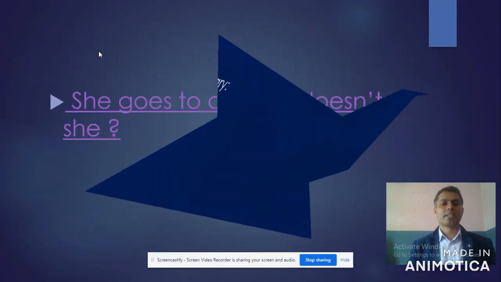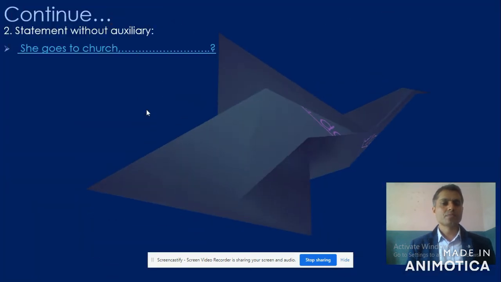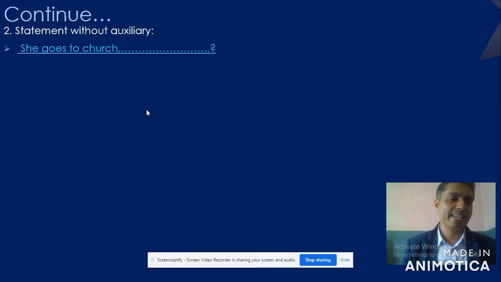Look here. We test this from here, then you can see the answer, right? She goes to church, doesn't she. Well, my dear student, please write it very fast. Then we'll go back to the question, right? Okay, now look here at the next question.